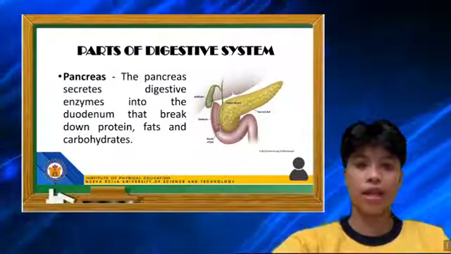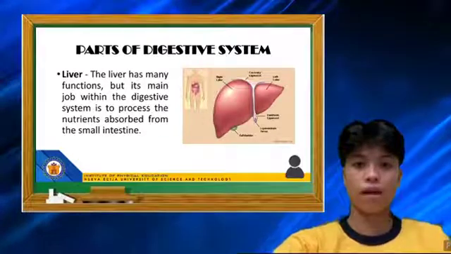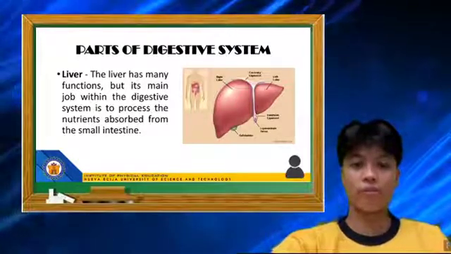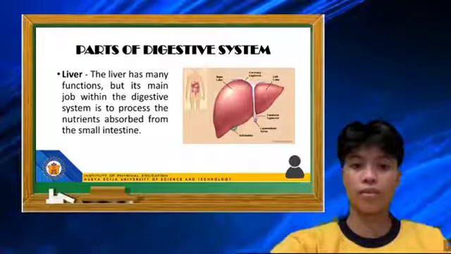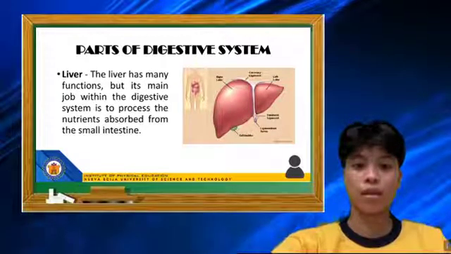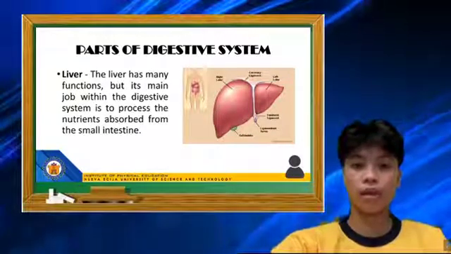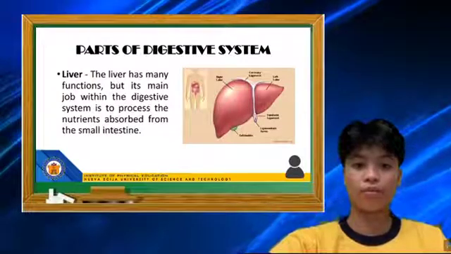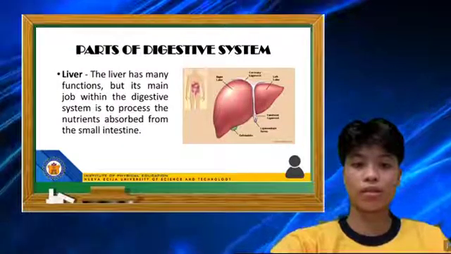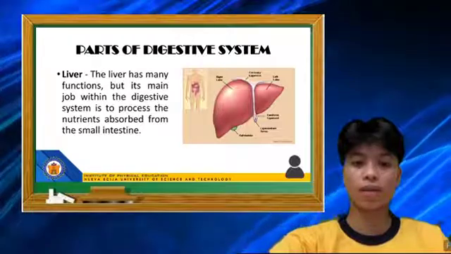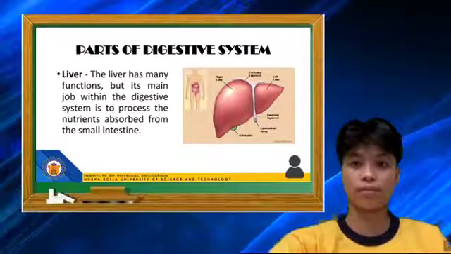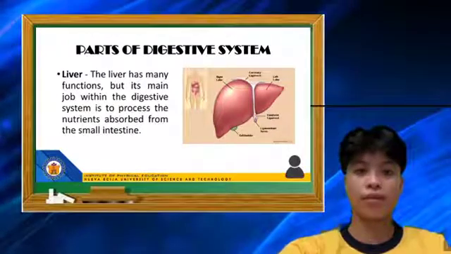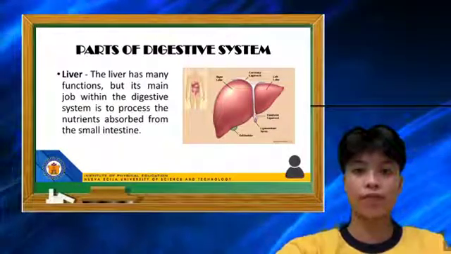So next is liver. Function of the liver. The liver has many functions, but its main job within the digestive system is to process the nutrients absorbed from the small intestine. Bile secreted from the liver into the small intestine also plays an important role in digesting fat and some vitamins. So, here's the primary function of the liver.